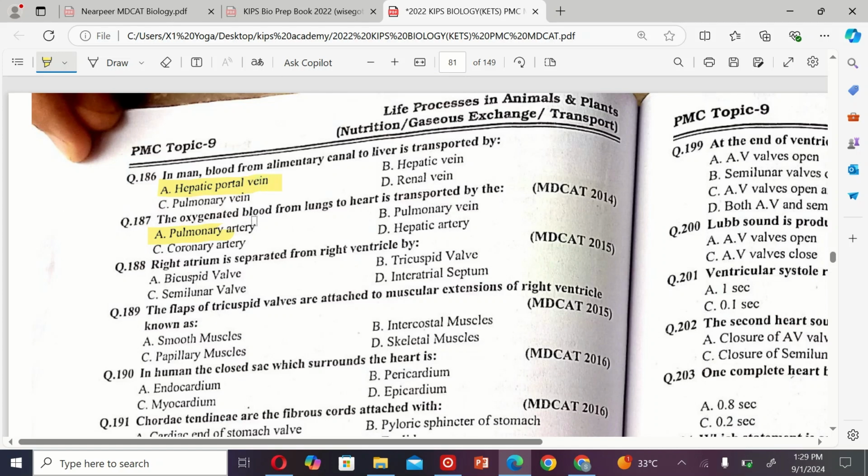The next MCQ is: the oxygenated blood from the lungs to the heart is transported by A. Pulmonary artery, B. Pulmonary vein, C. Coronary artery, and D. Hepatic artery. So the correct option is B. Pulmonary vein.